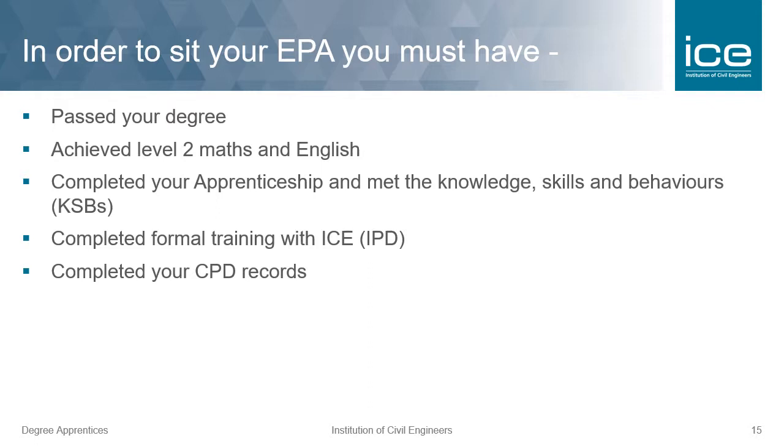Before you can sit your endpoint assessment, you will need to have passed your degree, achieved level 2 maths and English, completed your apprenticeship and met all of those knowledge, skills and behaviours. You'll have needed to complete your formal training with your ICE called IPD, and you'll also need to have completed your CPD records. I mentioned the KSBs a little earlier and explained the range that they cover. I'm now going to talk a little bit about the formal training with ICE that you'll need to complete during your apprenticeship, and then I'll go on to briefly talk about CPD records and what they are.